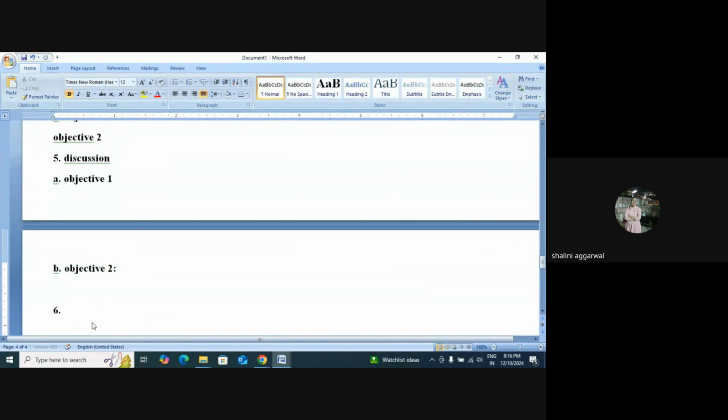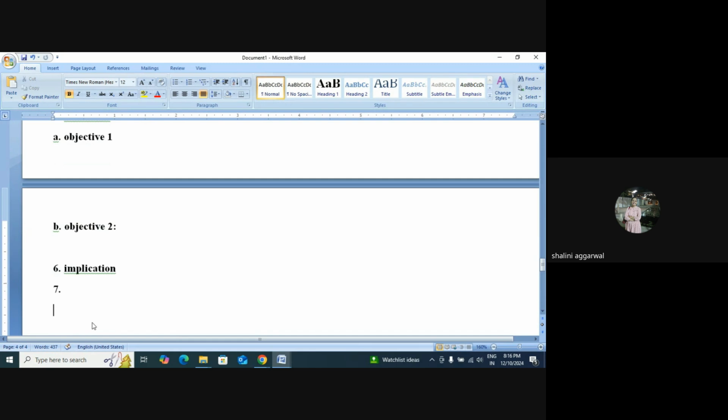Next is important implications. Even implications you can write together, or if you want to write it separately, you can do that as well. Then conclusion or implications, you can write separately or together, or future scope, you can write it jointly, and conclusion also you write jointly, right? In the last, there are references.